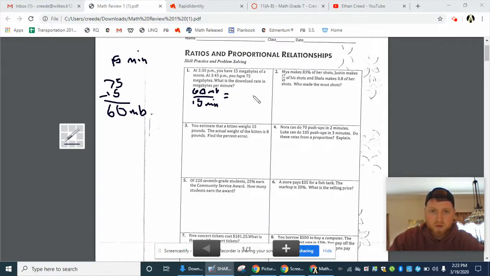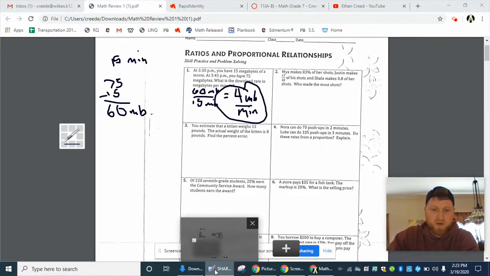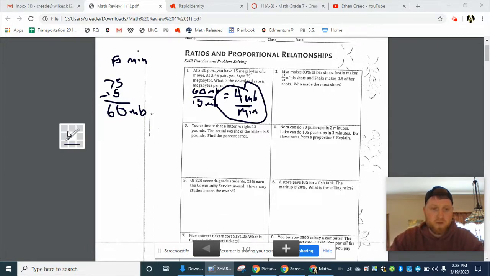Okay, so now you have figured that out. The answer would be 4 megabytes per minute. You just take 60 divided by 15, and you get 4. So this would be the answer for that problem. I'm not doing very well at this, but it'll be okay. We'll get better as we go on. All right, so that's number one. We'll move on to number two.